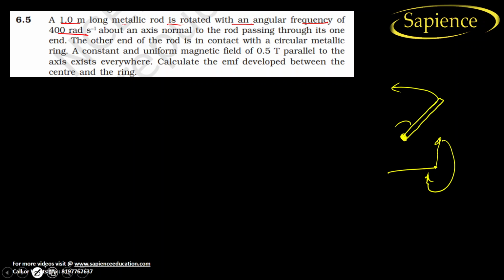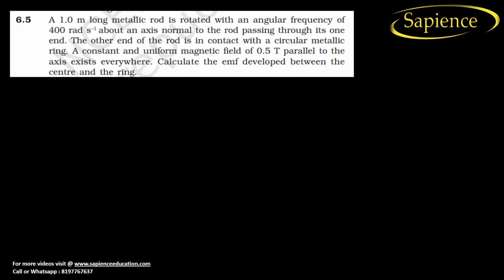Now they are telling us that the other end of the rod is connected with a circular metallic ring. A constant uniform magnetic field of 0.5 Tesla is parallel to the axis everywhere. Calculate the EMF developed. I hope you have understood, or not. Let's try to make you understand.